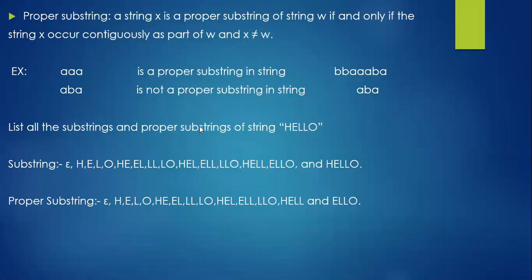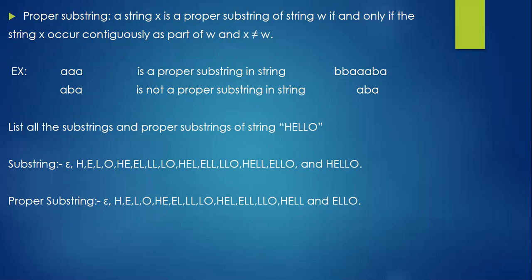Next, we have one more concept called a proper substring. What is the difference between a substring and a proper substring? We'll see that. Both are much similar, but only a few conditions are different. A string X is a proper substring of string W if and only if the string X occurs continuously as part of W, and X is not equal to W. This is very important. In the case of a proper substring, X should not be exactly equal to W. What is a substring? If both are equal, then also we call it, yes, it is a substring.